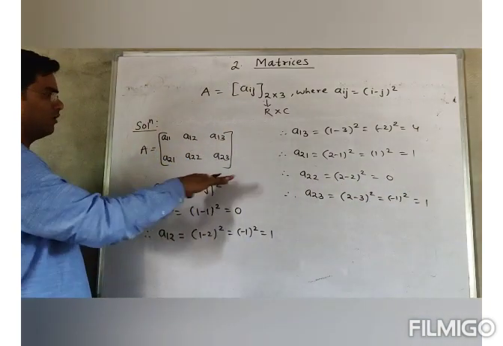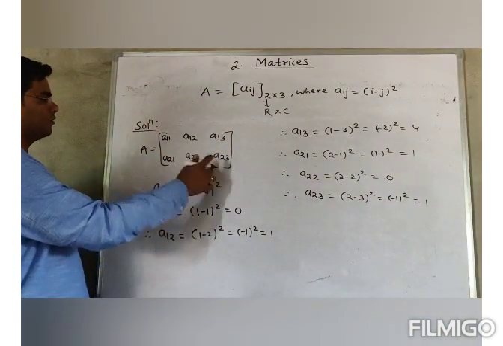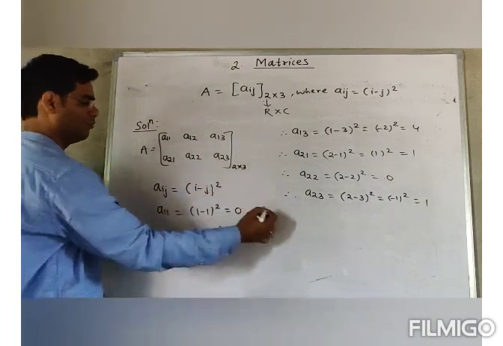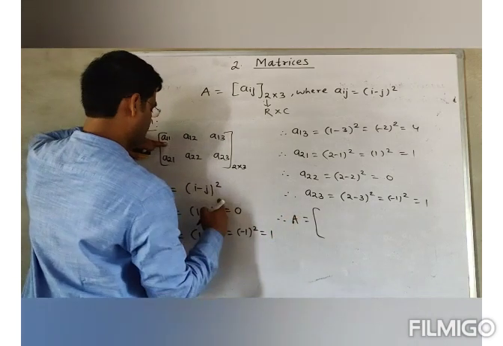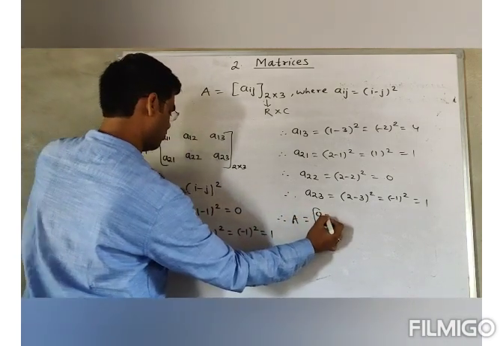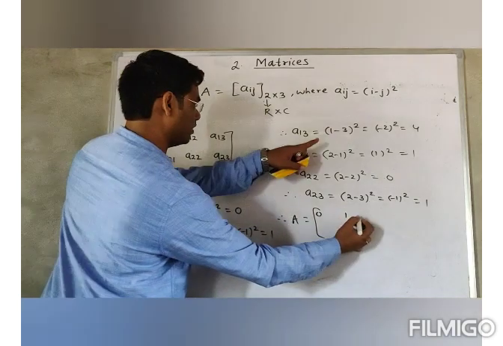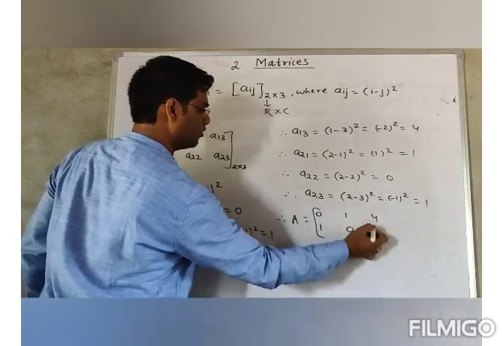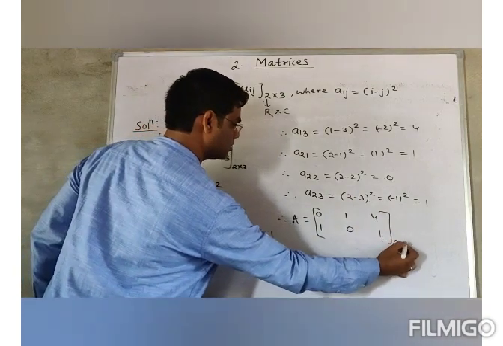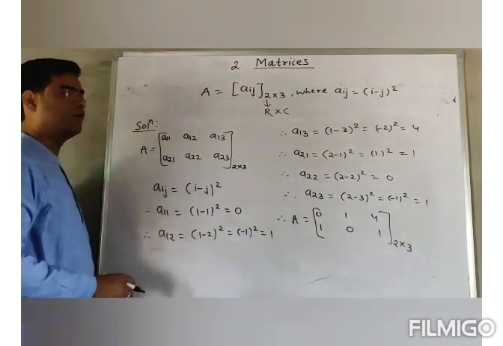Now we have calculated all the elements of the given matrix of order 2 by 3. Now put all the values in the matrix. A11 is 0, A12 is 1, A13 is 4, A21 is 1, A22 is 0 and A23 is 1. And 2 by 3 is known as the order of the matrix.